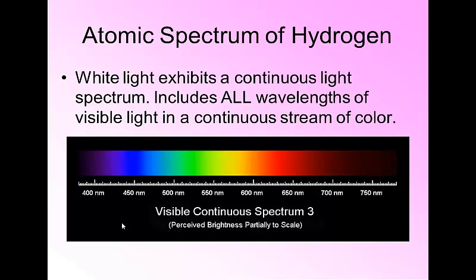White light exhibits a continuous light spectrum, meaning it contains all the wavelengths of visible light in a continuous stream of color. And again, there's your Roy G. Biv in one long stream, no breaks of color. That's continuous light.